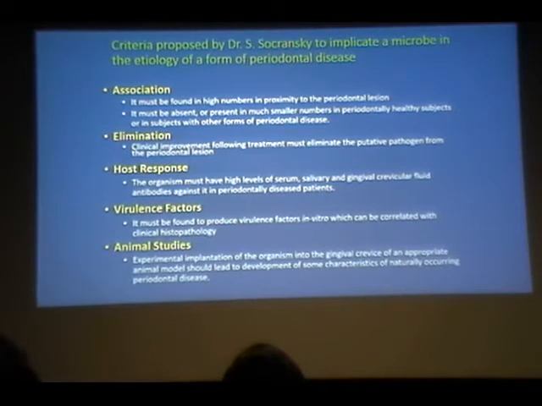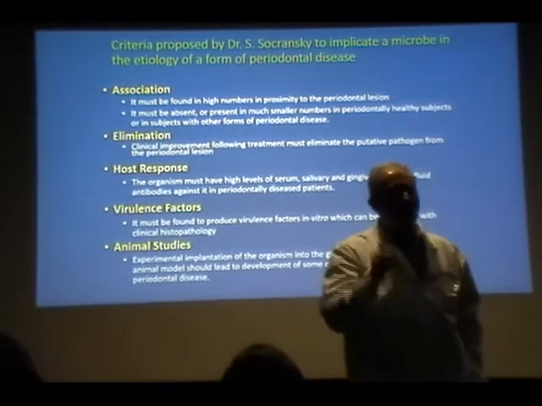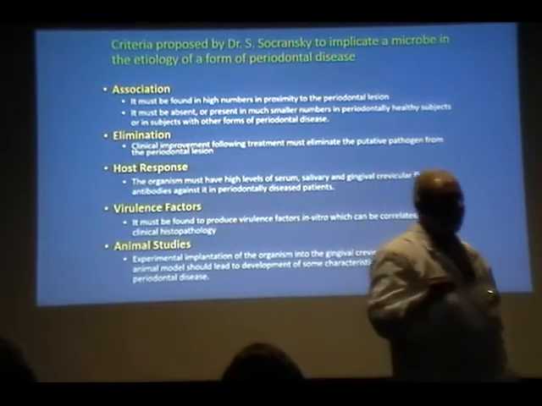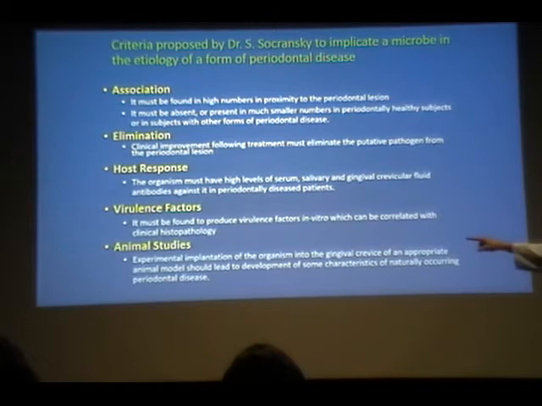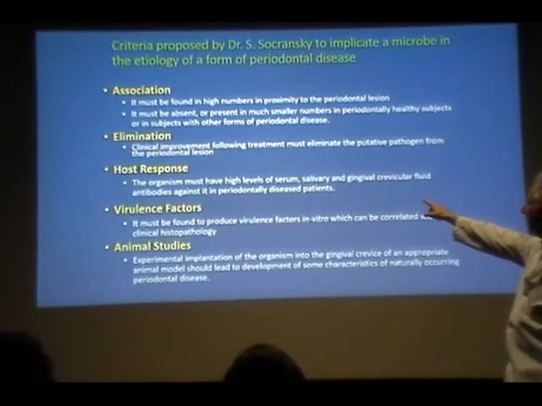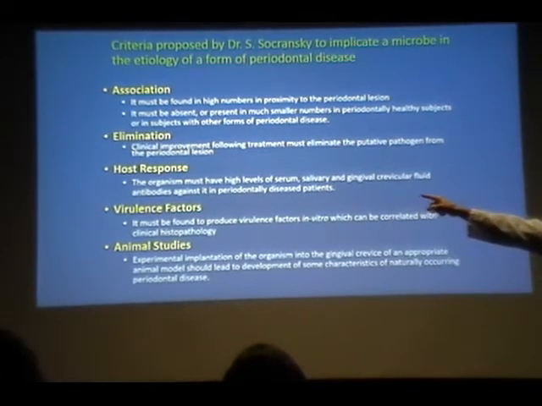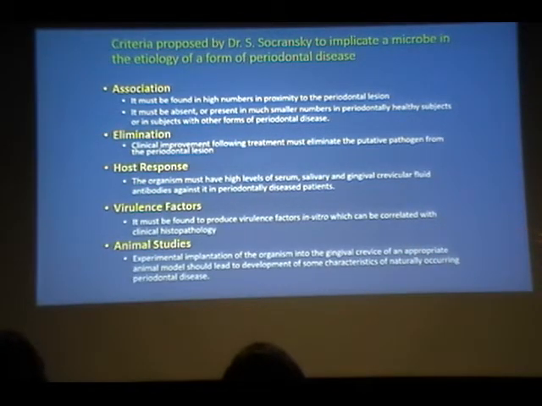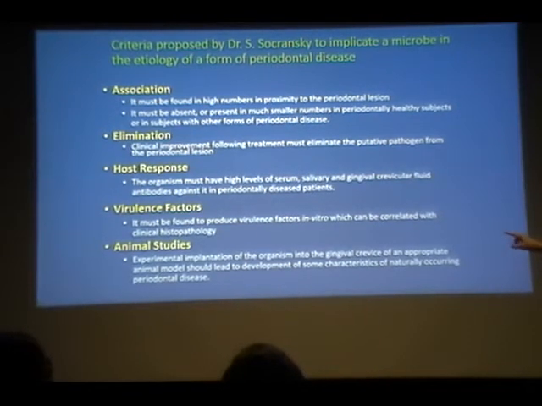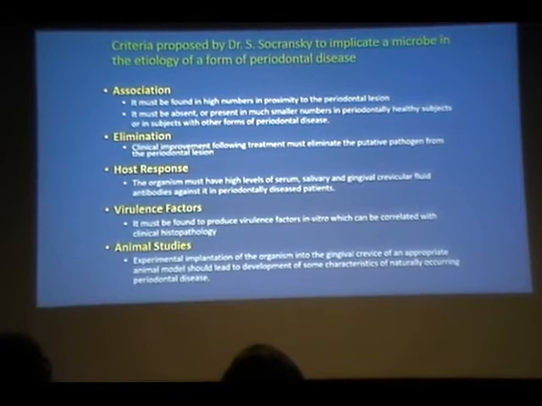And finally, animal studies. You want to be able to take the organism and put it in the right model of another animal, and you want to recapitulate the disease in that animal. Experimental implantation of the organism, in this case organism means the bug. I should have changed that. I don't want to confuse you. The organism must have high levels of serum, meaning that's the host when I say organism there, right? And here I mean experimental implantation of the bacterium into the gingival crevice of an appropriate animal model should lead to development of some characteristics of naturally occurring periodontal disease.